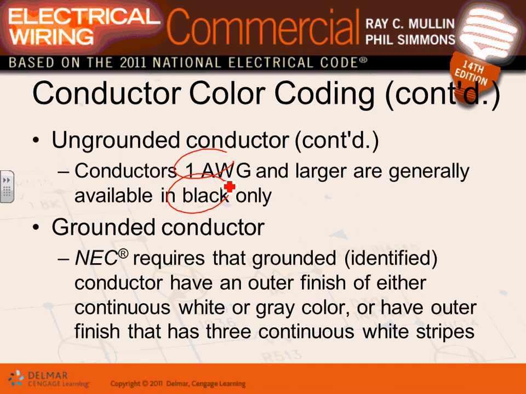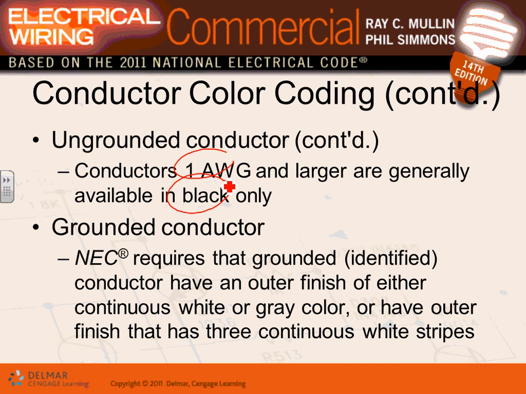If your conductors are number 6 or smaller, you can't do that. They have to be color coded. Smaller conductors for branch circuits, number 6 and smaller, have to be identified, color coded. You cannot put tape or tag on them.